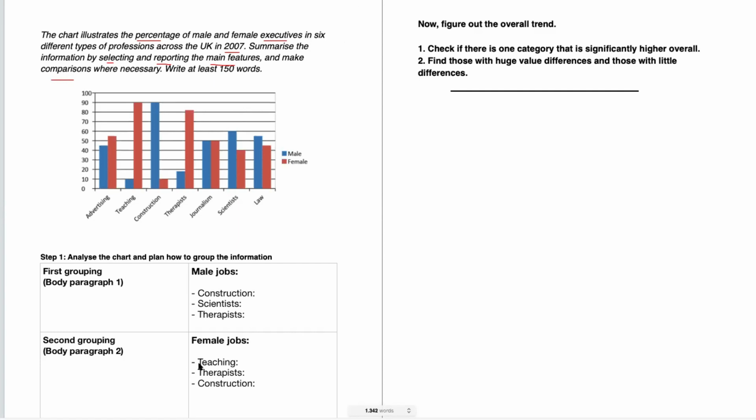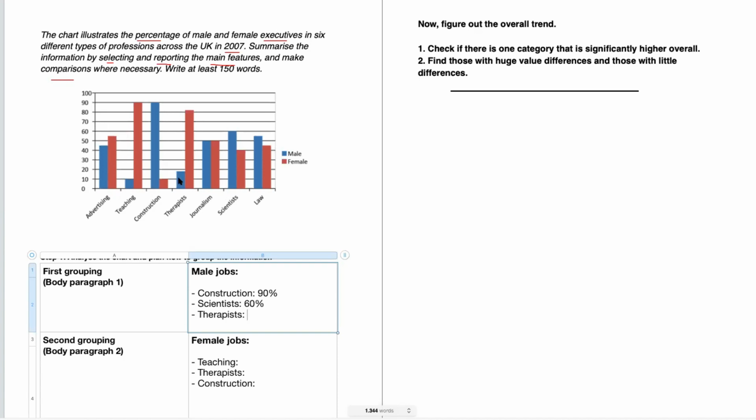So we've got our male jobs and our female jobs, blue and red. And so let's just group this data. Basically, I've put construction, scientist, and therapist because we see that these are the most noteworthy. So I've got construction at 90%, so I'm going to write 90%. Scientists are at 60%. So we've got our top 2. And as a third, I've included therapists because that is actually quite low. And I'm going to show you why I have not included teaching as the lowest. It's something we're going to talk about in terms of female percentage.